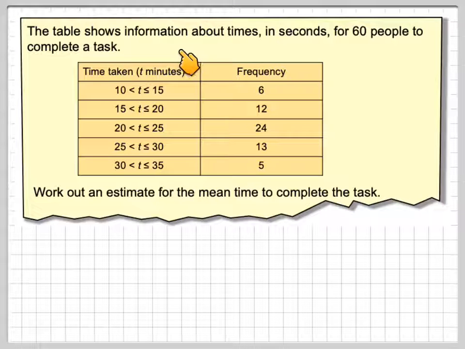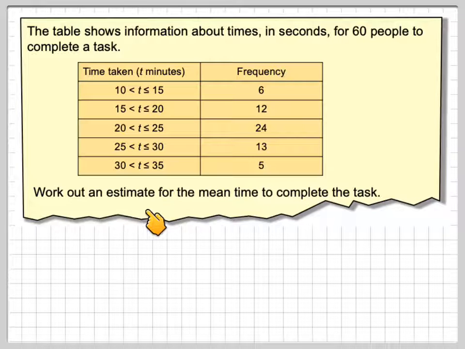The table shows some information about times in seconds for 60 people to complete a task. So the data has been grouped, so we've lost some of the original meaning. To understand this, those between 10 and 15 will be 6. If there was someone who had a 15, it would go in this category, not that category.